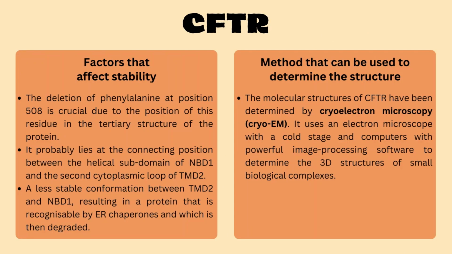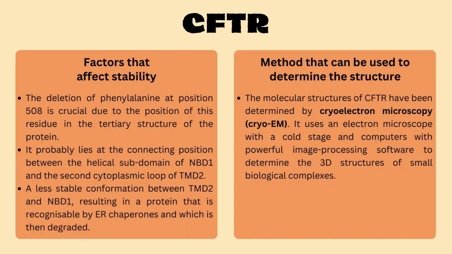Next is the factor that affect the stability of CFTR. The deletion of phenylalanine at position 508 is crucial due to the position of this residue in the tertiary structure of the protein. It probably lies at the connecting position between the helical subdomain of NBD1 and the second cytoplasmic loop of TMD2. As a result of the mutation, there is thought to be a less stable conformation between TMD2 and NBD1, resulting in a protein that is recognizable by ER chaperones and which is then degraded by the ER quality control system via ubiquitination and proteasome-mediated degradation.